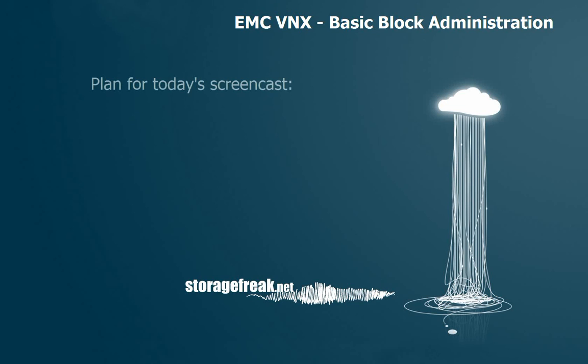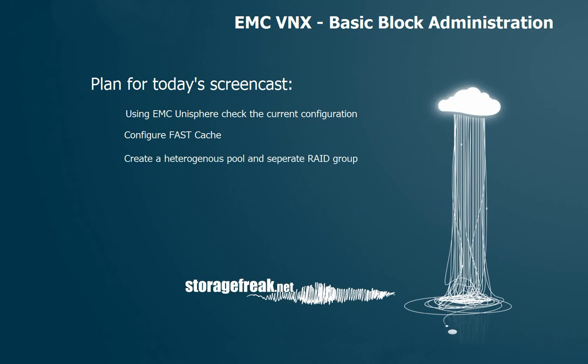The plan for today's screencast is: at the beginning I will log into the EMC Unisphere and check what kind of disks are available and what kind of configuration is already done. Later on, I will configure fast cache. Next, I will create a pool using different kind of disks, briefly explaining fast VP, and configure some separate RAID group as well. Once that's done, I will proceed with provisioning a storage.